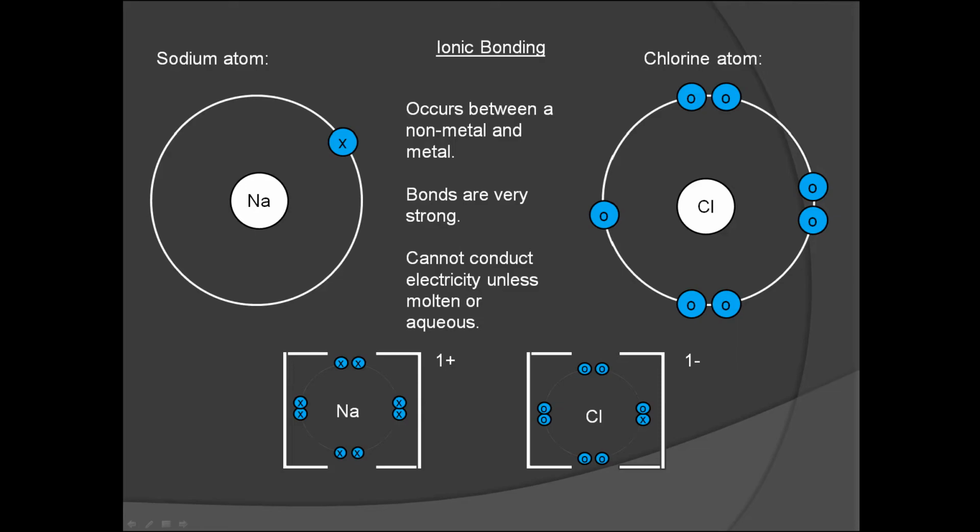Ionic compounds cannot conduct electricity when solid because no charged particles are able to move and carry an electrical current. However, when they are molten or aqueous, the ions are free to move and therefore carry a current.